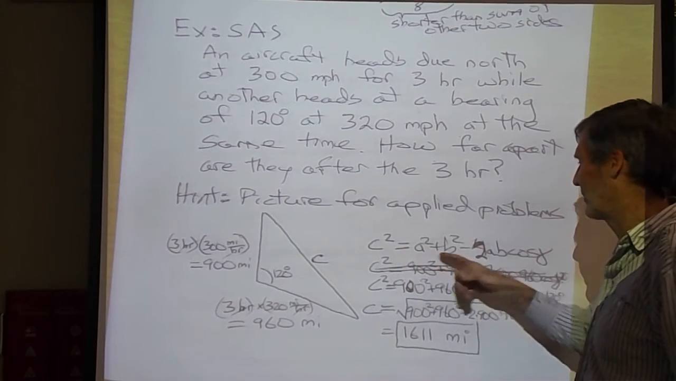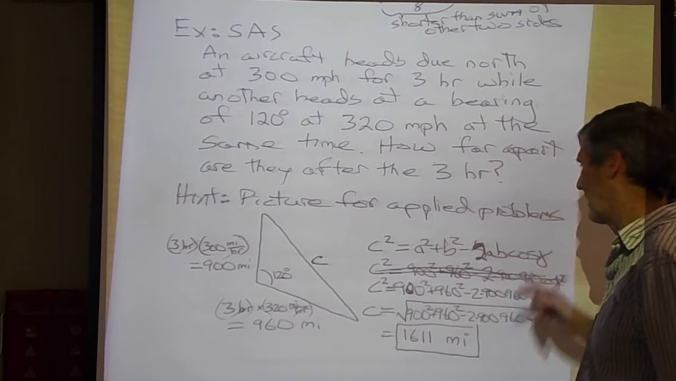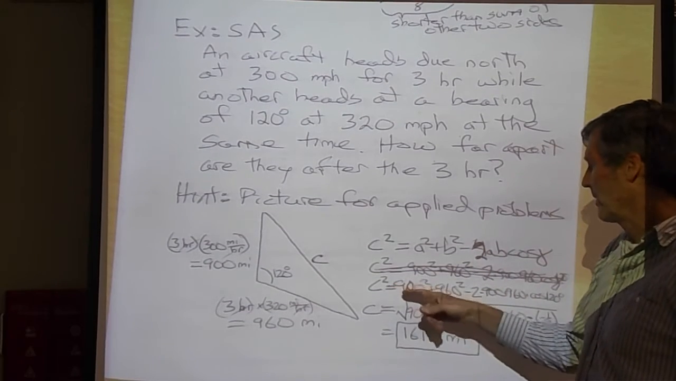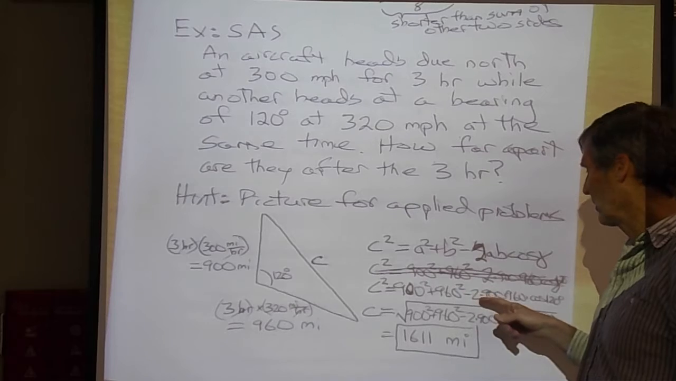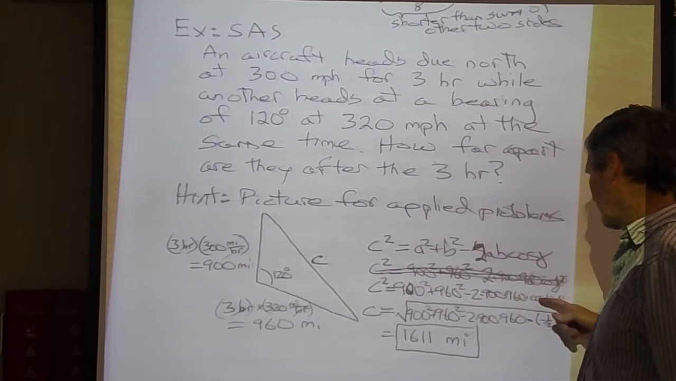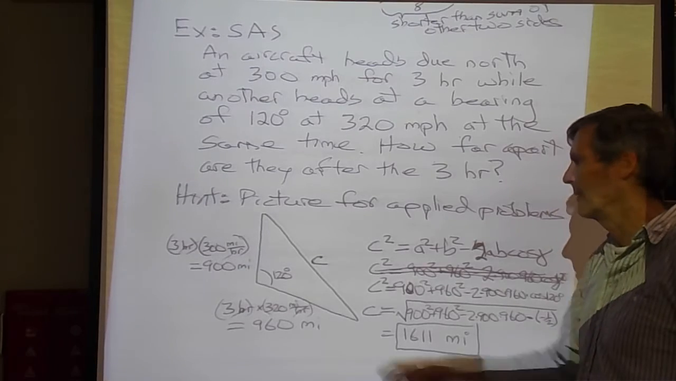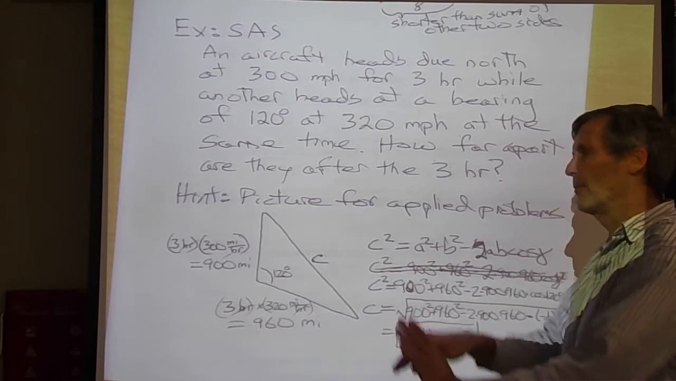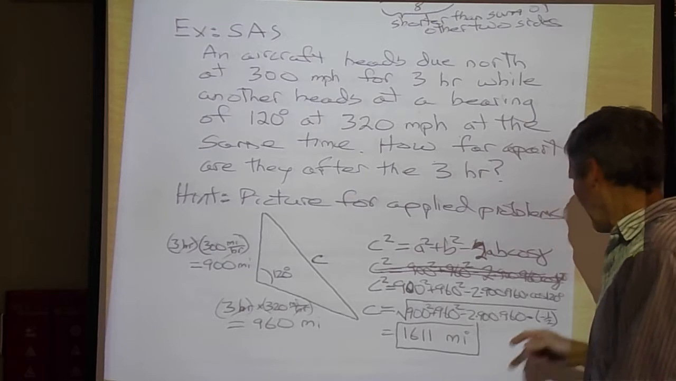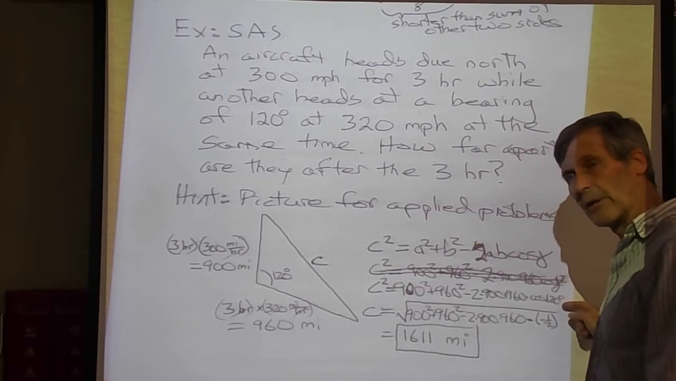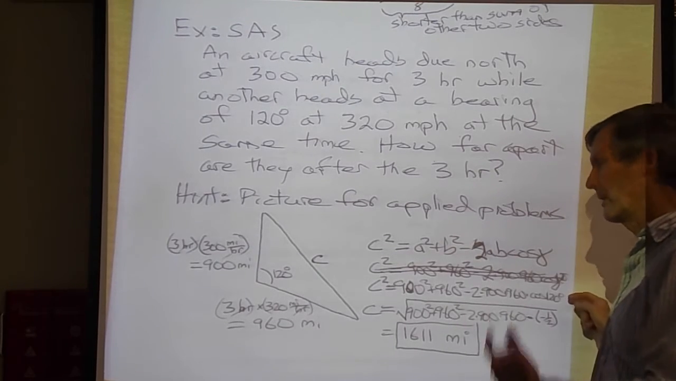C squared equals A squared plus B squared minus 2AB cosine gamma. And that's 900 squared plus 960 squared minus 2 times 900 times 960 times cosine 120. Some of these problems give you a special angle, like airplanes often take off at particularly special angles. If it's 120 degrees, we already know that from the special triangle. We don't have to run that on the calculator.